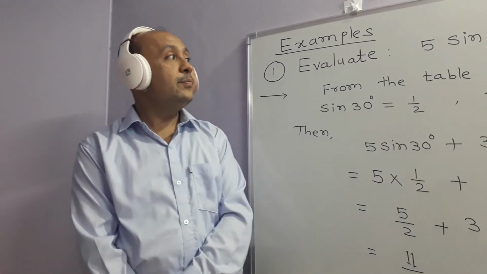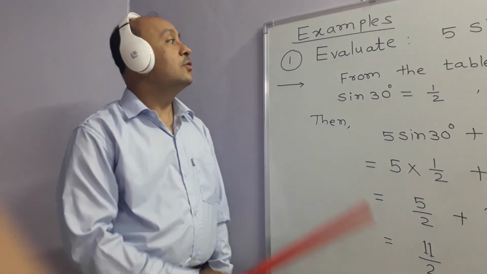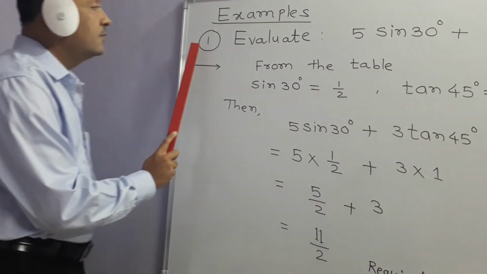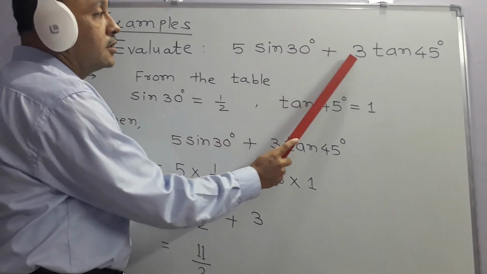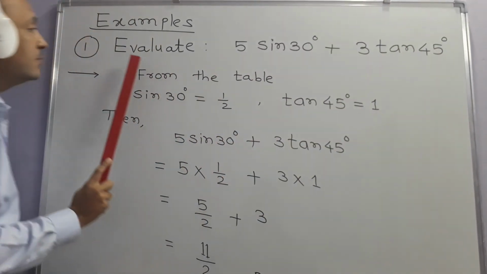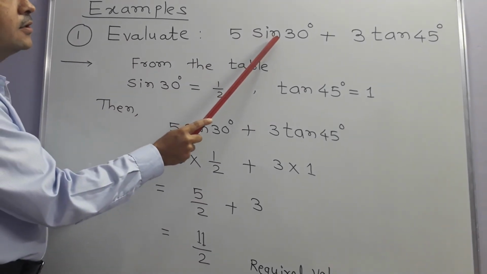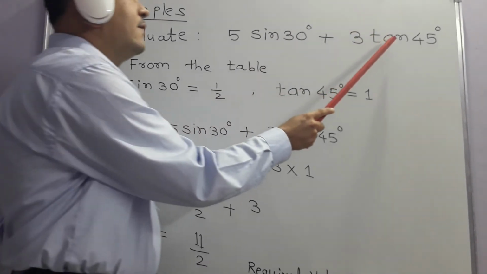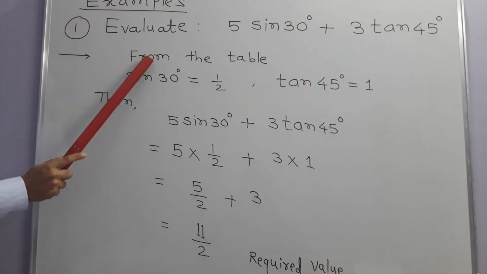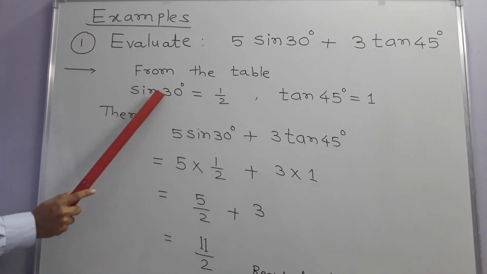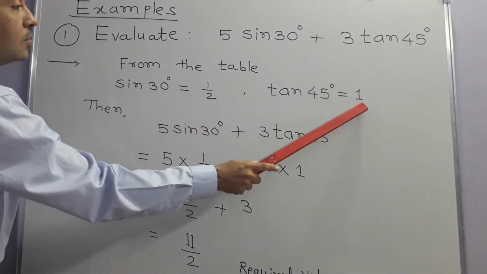Students, we know how to prepare the trigonometrical table. So let us use the trigonometrical table to solve the examples. See the first example: evaluate 5 sine 30 degree plus 3 tan 45 degree. Evaluate means find the value of. Which trigonometric ratios are involved here? Sine 30 and tan 45. These values we can take from the table. From the table, the value of sine 30 is equal to 1 upon 2 and the value of tan 45 degree is equal to 1.